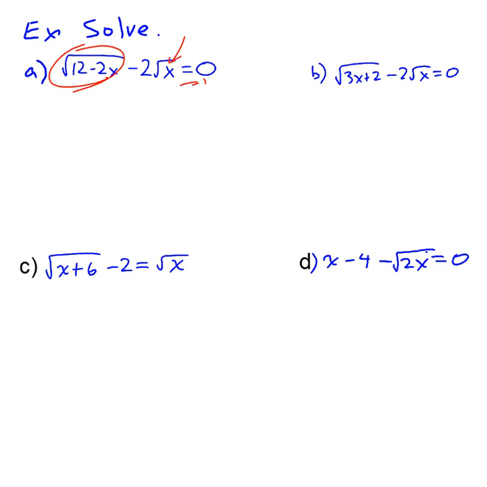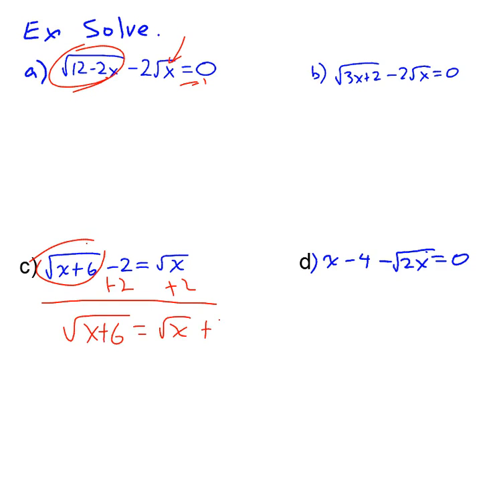In C, I've got the square root of x plus 6 minus 2 equals the square root of x. Again, which of these is the more complicated radicand, the x plus 6 or the x? The x plus 6. So I'm going to get him alone. I'm going to add the 2 across, and when I do that, I get the square root of x plus 6 equals the square root of x plus 2.